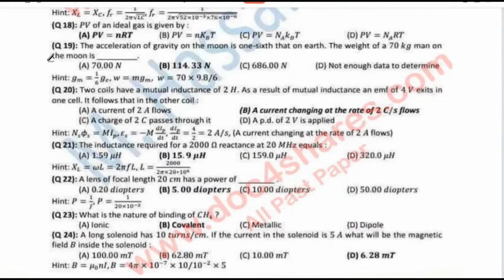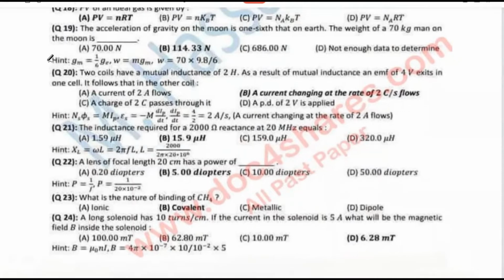It follows that in the other coil, a current changing at the rate of 2 coulomb is flows. And the next one, 21, the inductance required for a 2000 ohm reactance at 20 megahertz equals 15.9 microhenry. So 22, a lens of a focal length of 2 centimeter has a power of 5 diopters. So the answer is B.